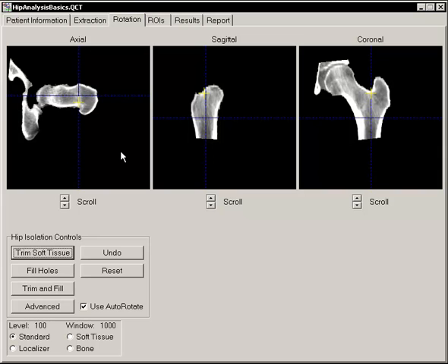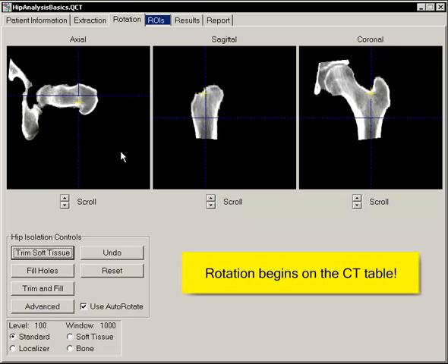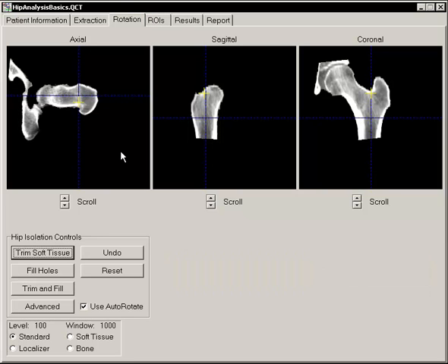You can rarely improve upon the automatic rotation if the scans are good to begin with, and unnecessary rotations may degrade the ROIs. With our example, no adjustments were actually necessary. Note that rotation begins on the CT table. The more successful you are rotating the patient's femurs outward by rotating the feet inward, the greater the odds will be of a good and successful automatic rotation by QCT Pro.